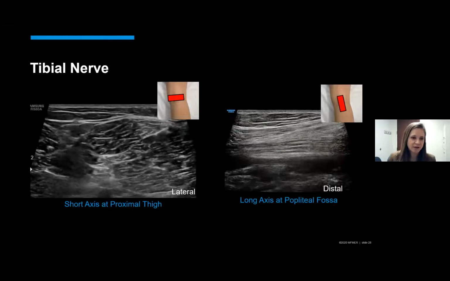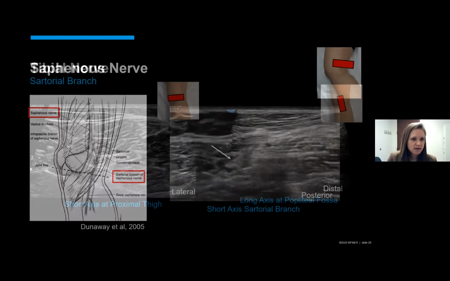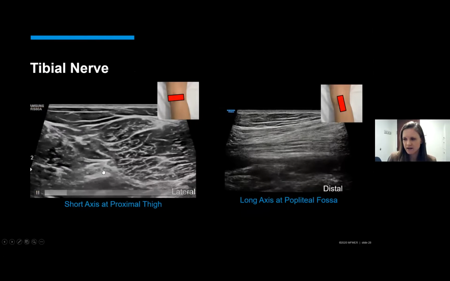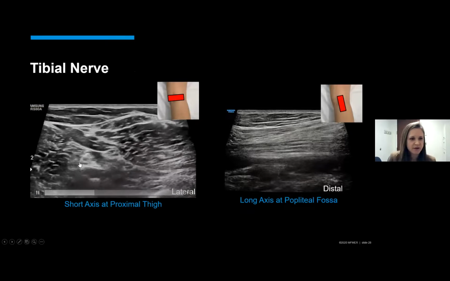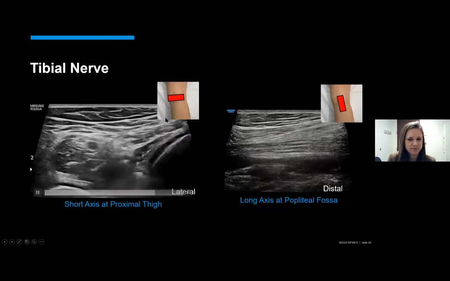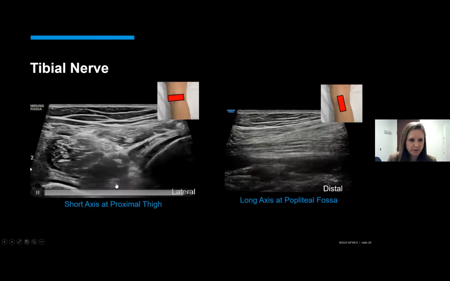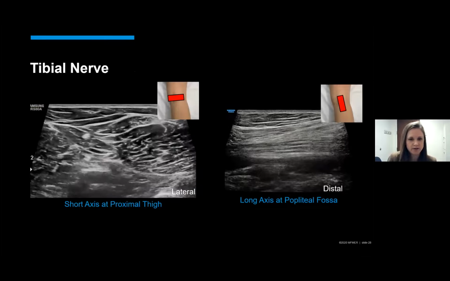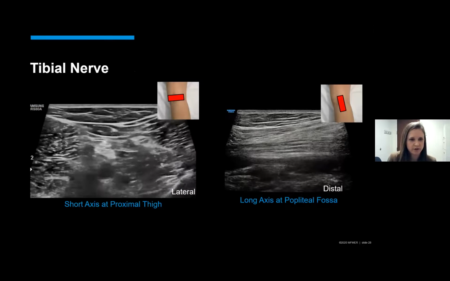In this same anatomic transverse plane over the proximal thigh and popliteal fossa, you can look at the tibial nerve, which can be followed from the sciatic nerve as it divides, as it divides sciatic into the tibial more medially and then the common peroneal more laterally. The tibial nerve can also be visualized in long axis, which I have here on the right. And so it's this fascicular linear structure just superficial to the artery.